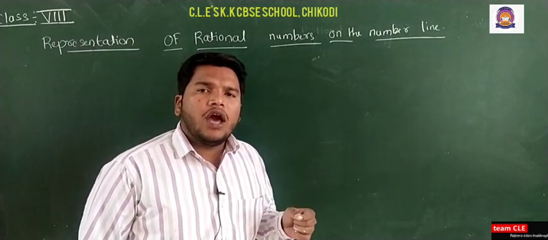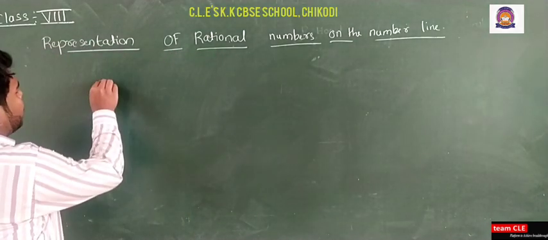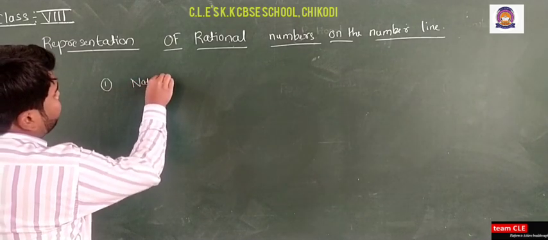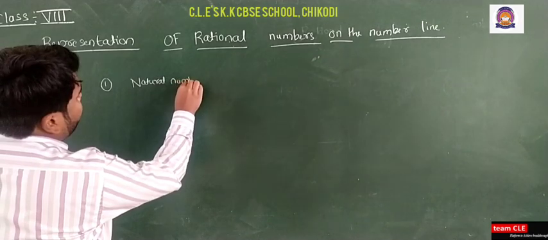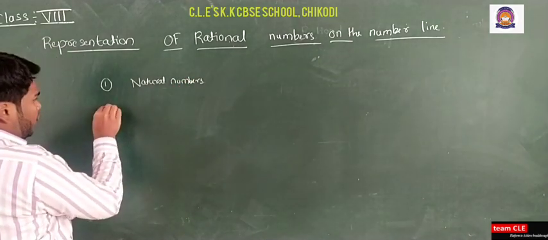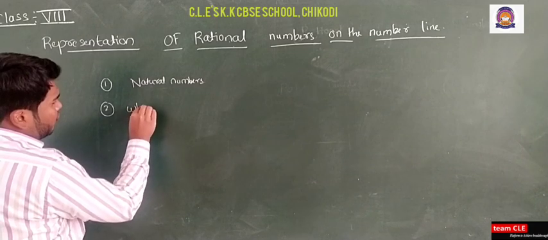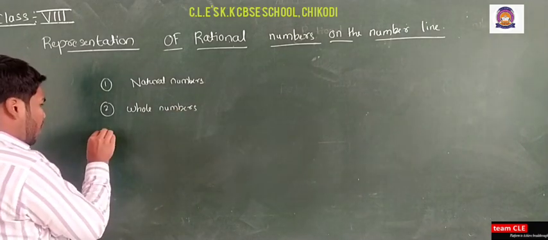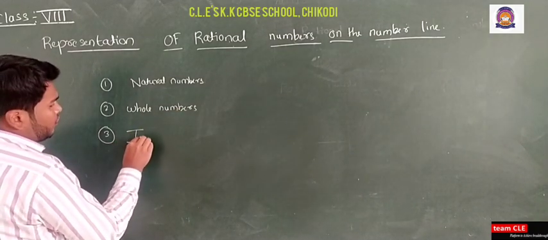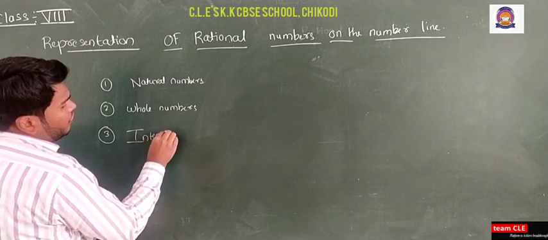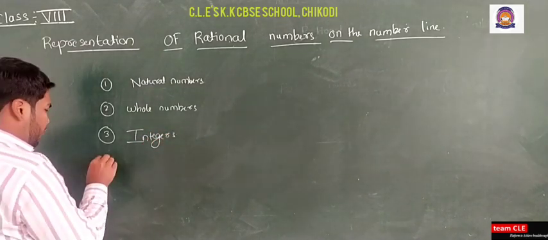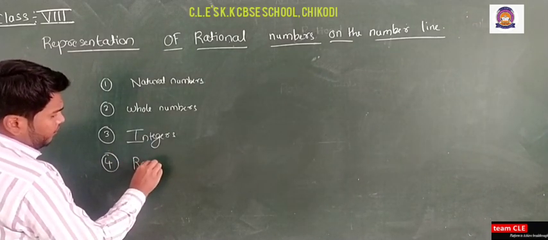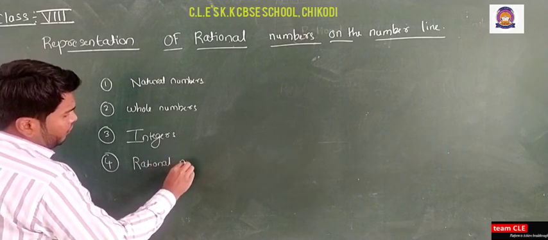Before that, you have learned the representation of natural numbers in your previous classes. Second, you have learned the whole numbers. And third, you have learned about the integers. Last year you studied plotting integers on the number line, and after that you are going to study how to plot rational numbers on the number line. So these four concepts we are going to study.